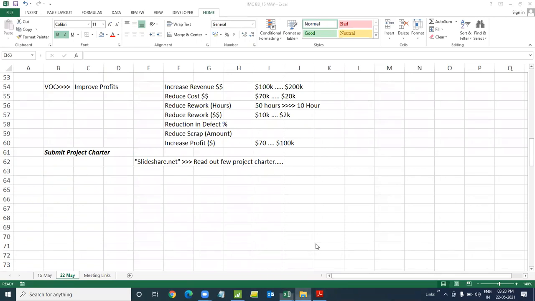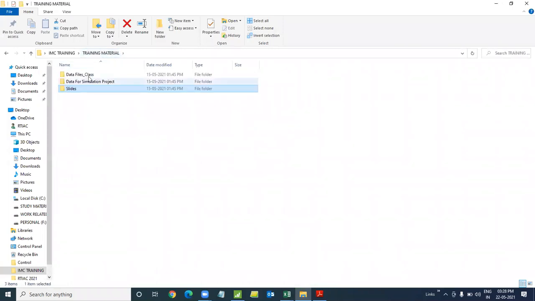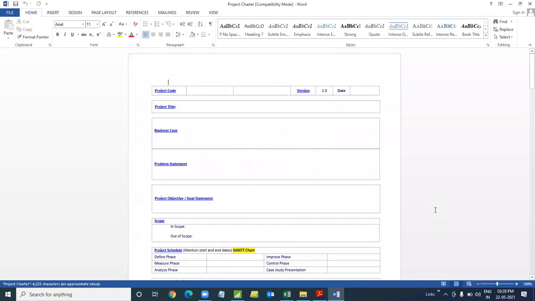I'm sure you all must have downloaded the files from the Google Drive. There is a sample file here in the data files for class, a Word document called Project Charter. As you grow higher up in the management, your patience becomes low. You cannot read long, lengthy emails. You want to see small bullet-point based information, and you take a decision on that. So you do not want long stories there.